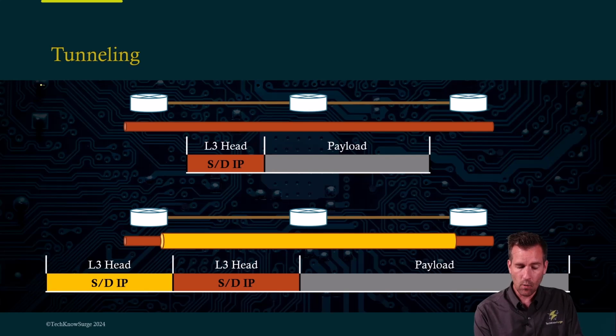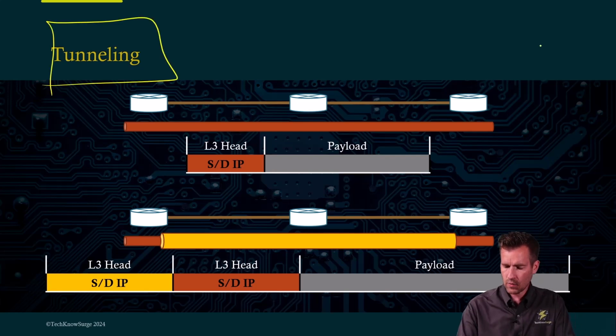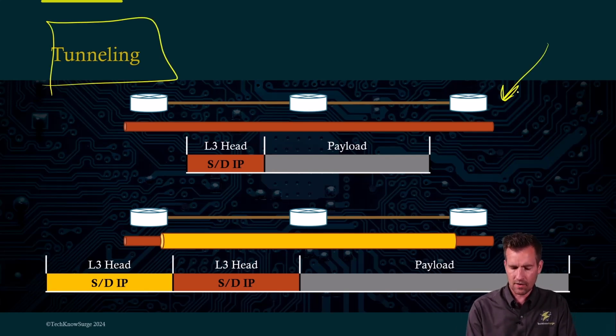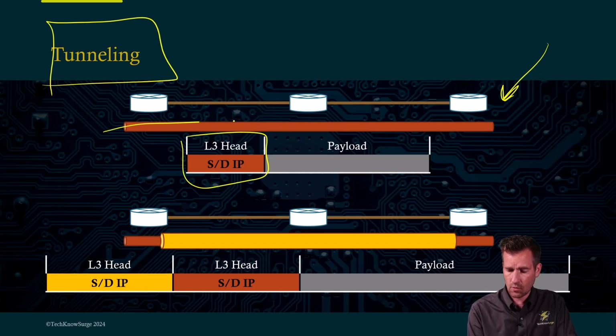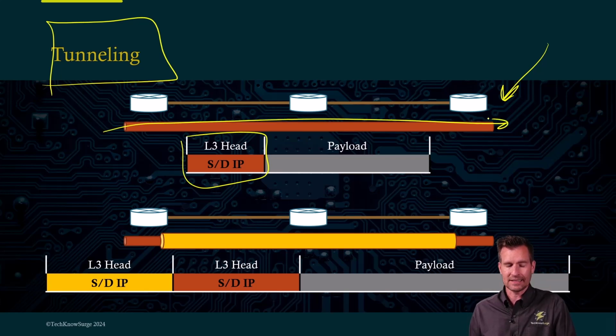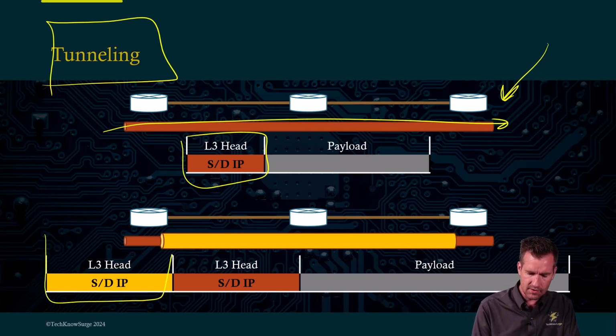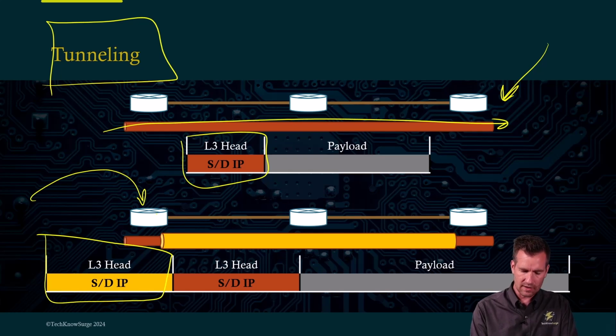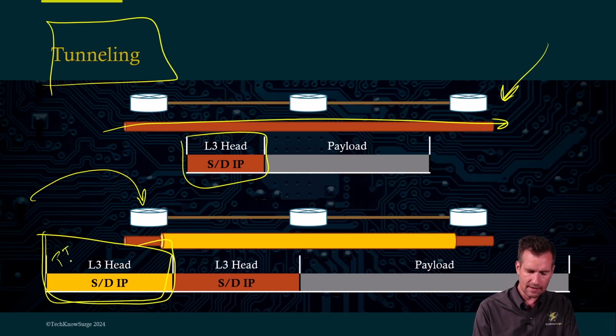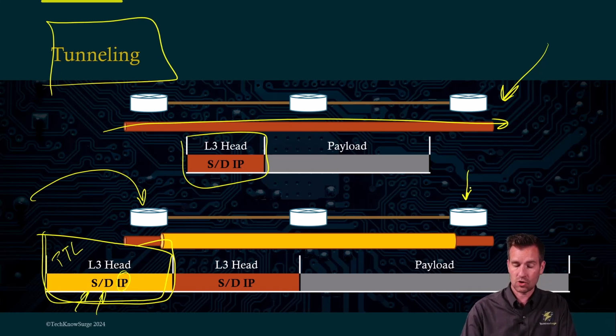So let's take a look at what tunneling is now. Here's what we just talked about with the IP header, the layer 3 header, and we're just going to represent this as a pipe going across here. Now, what does a tunnel look like? Well, with a tunnel we're going to add an extra layer 3 header. So when it comes into wherever the tunnel is going to start, this gets added to it with its own time to live and its own source and destination IP address. And that's going to be of where the tunnel is going to end.